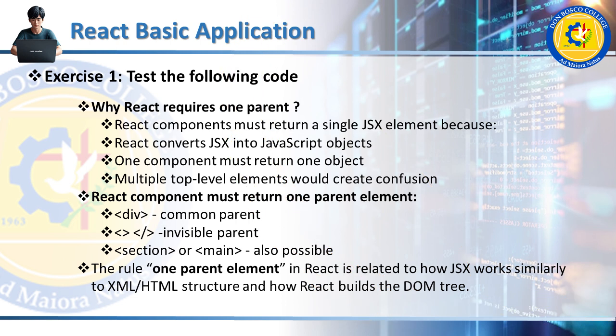React requires one parent element because components must return a single JSX element. This is due to the fact that React converts JSX into JavaScript objects, and each component must return only one object. Having multiple top-level elements would create confusion in the structure. To follow this rule, a React component should wrap its content inside one parent element such as a div, an empty fragment, or semantic elements like section or main. This requirement is related to how JSX works similarly to XML/HTML structure and how React builds the DOM tree.